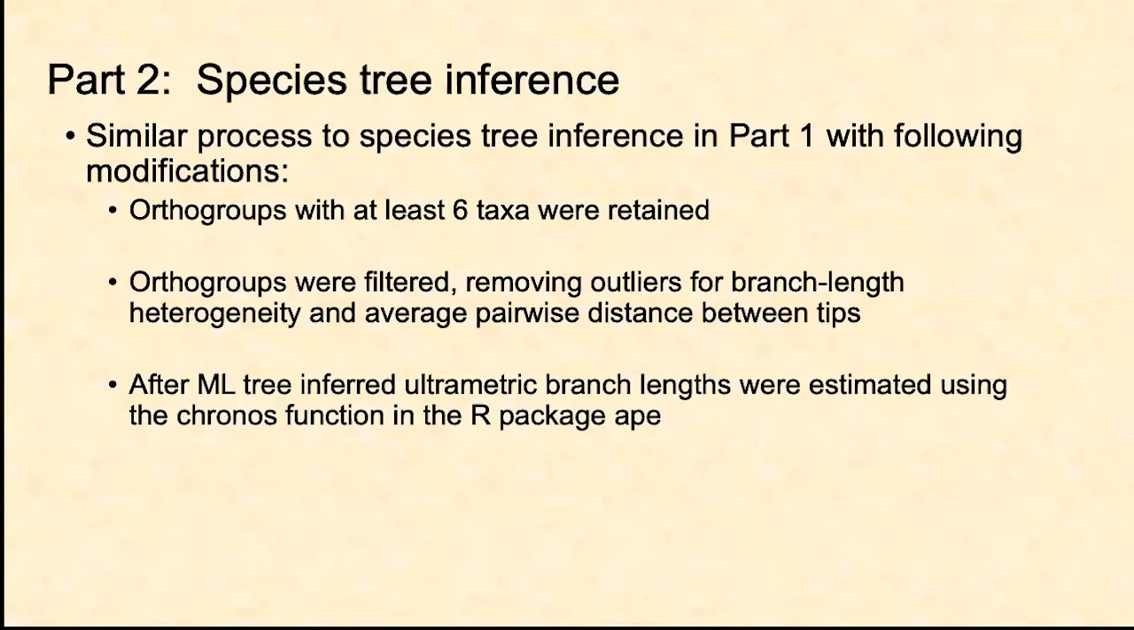Although for some of the analyses I did with this one, branch lengths matter. So I did an extra filtering step to filter out some of the groups that might disproportionately affect the branch length. And I also needed an ultrametric tree, with even tip points. So I used the Chronos function in R to do that.